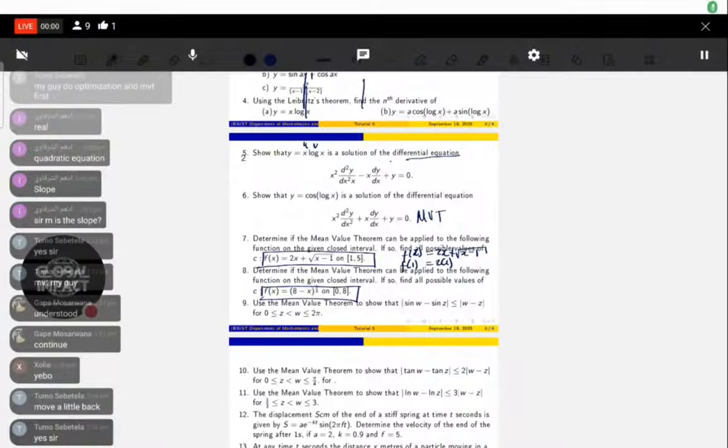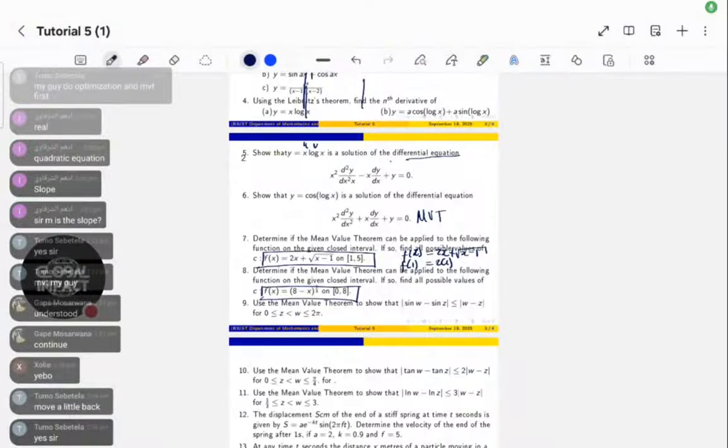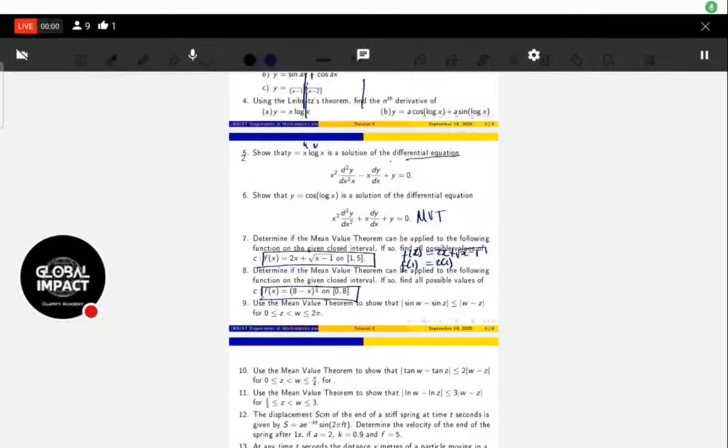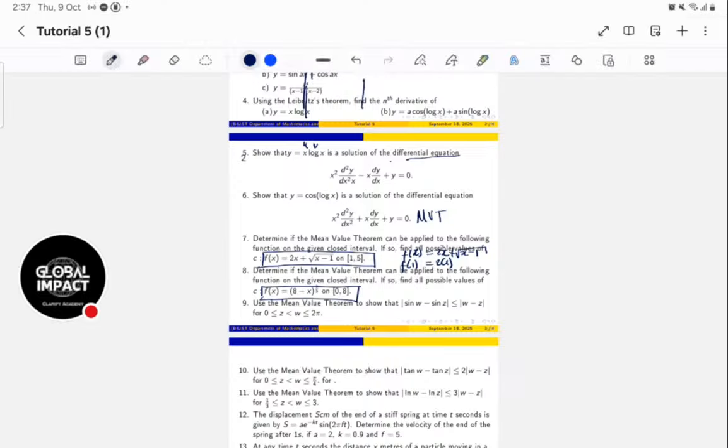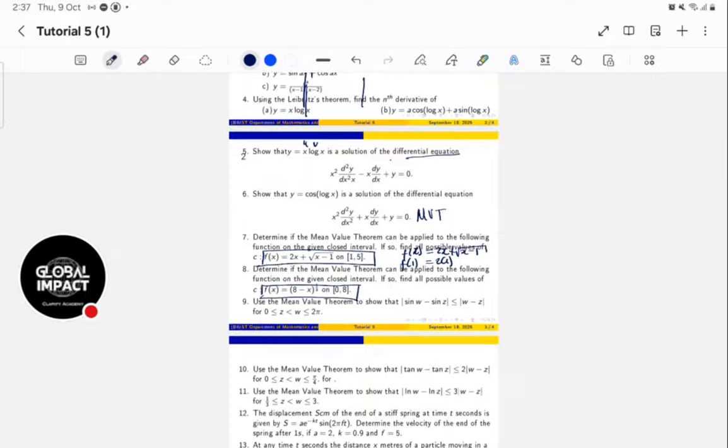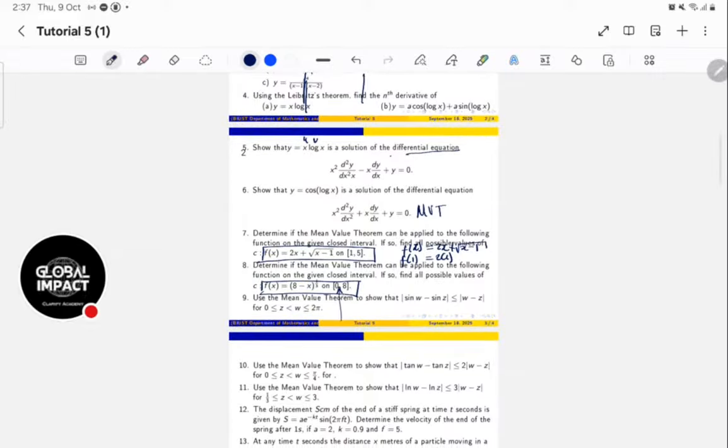For number 8, find f of 0 and find f of 8, then find the first derivative, then make that formula: f of 8 minus f of 0, over 8 minus 0, is equal to the first derivative. You should find an answer for x which is between 0 and 8.